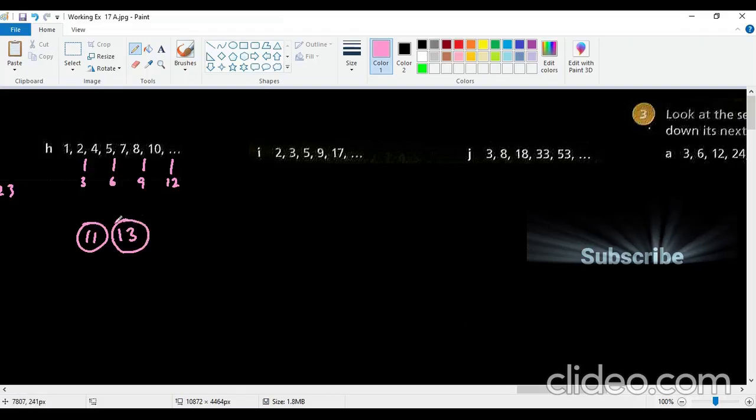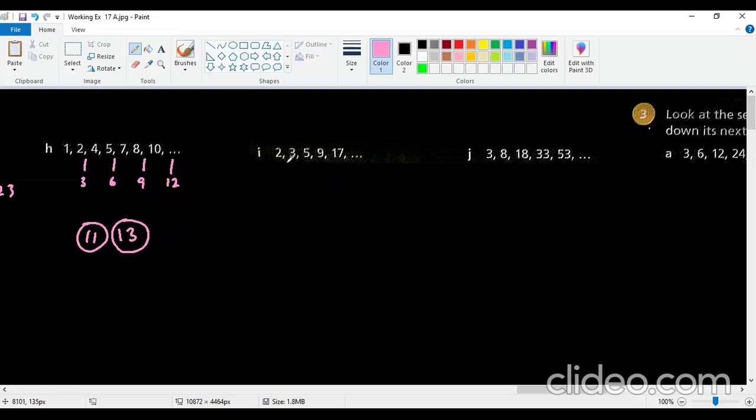Now for the next one, as you can see, there is a difference of 1 here, a difference of 2, a difference of 4, and then comes a difference of 8. Every time it's doubling. So next is going to be a difference of 16, and next to next is going to be a difference of 32. So 16 plus 17 is going to give us 33 as the next term, and 33 plus 32 is going to give us 65 as an answer for the next two terms.